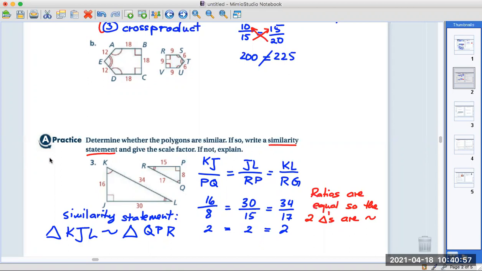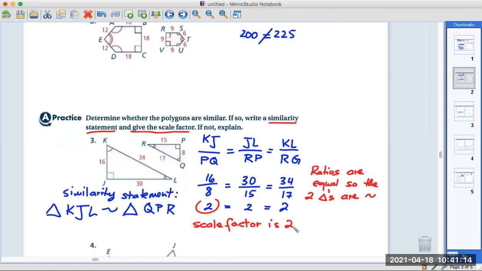Here's my similarity statement and give the scale factor. Scale factor is 2. This is the number here. Which means the bigger triangle is twice the size of the smaller triangle.